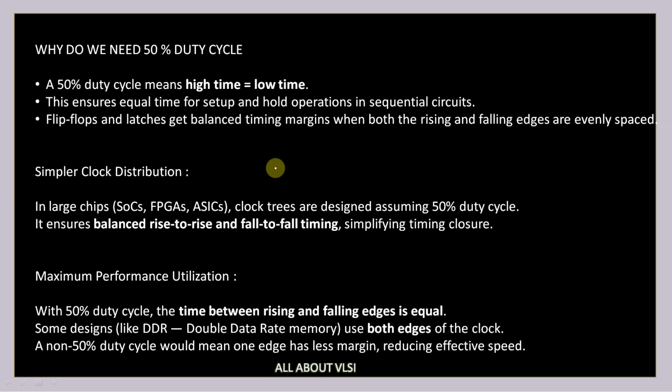In this video, we are going to discuss frequency division by odd numbers with 50% duty cycle. Now, before going to discuss 50% duty cycle, let us try to understand why we need 50% duty cycle. So basically a 50% duty cycle means high time is equal to low time. The signal duration when it is high is equal to the signal duration when it is low. Okay, and this ensures equal time for setup and hold operations in sequential circuits.